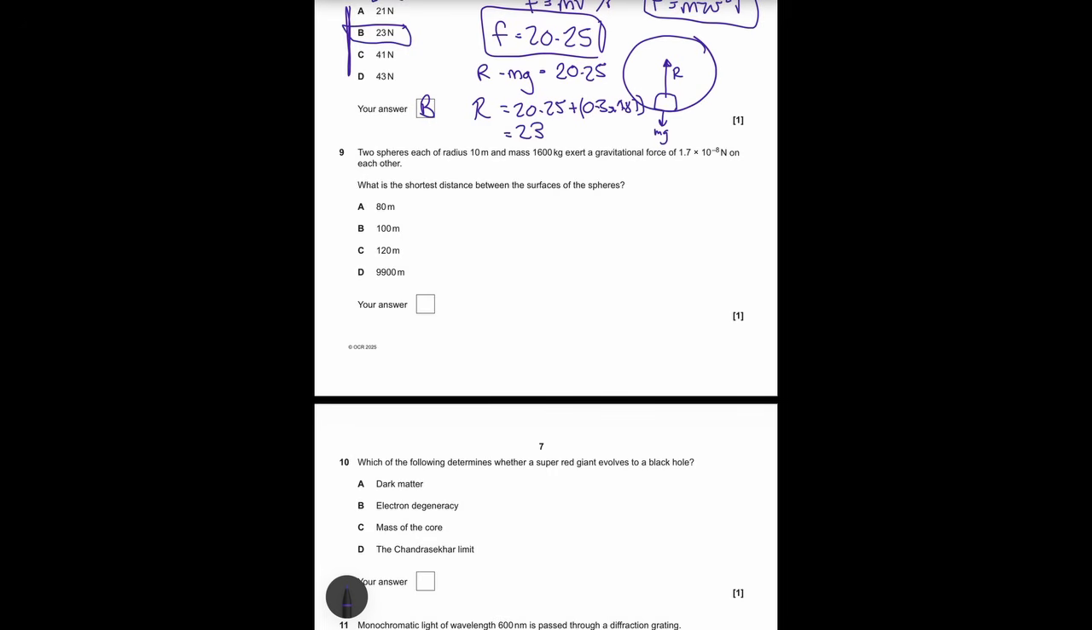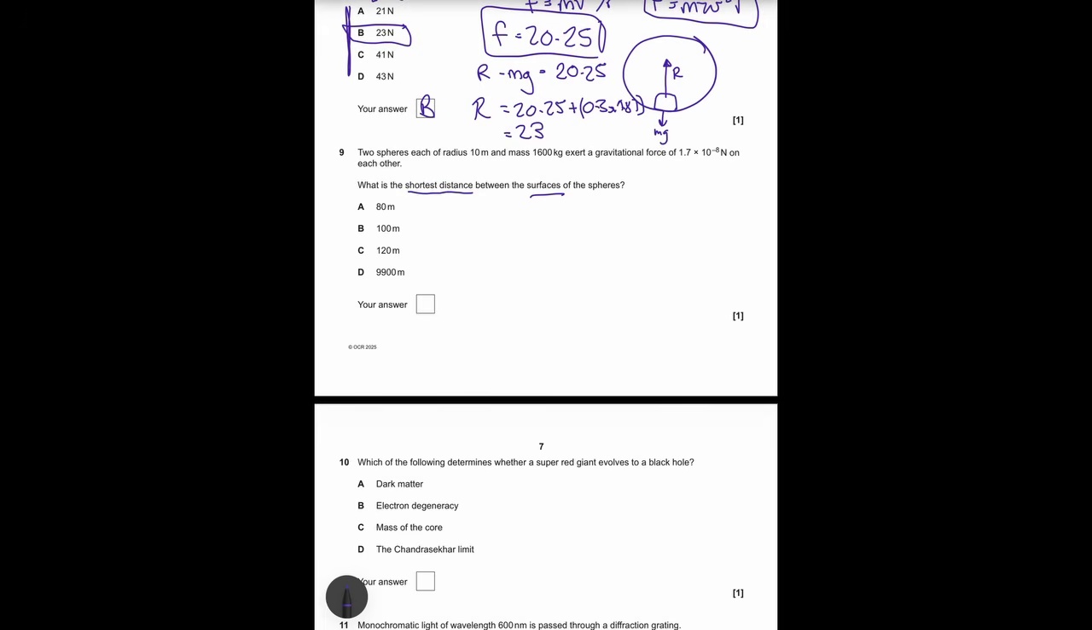Okay, so question 9 then, let's take a look. I've got the spheres. I can clearly see that it's a question about gravitational force. And then, is there anything I'm suspicious about? It's the fact that it says the shortest distance rather than just the distance, and it says the shortest distance between the surfaces. So this is kind of standing out to me.